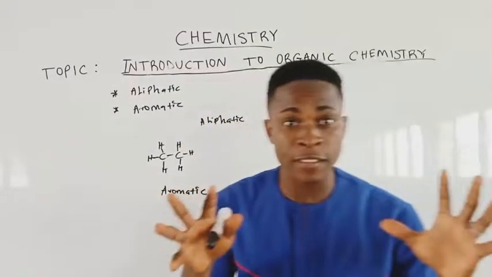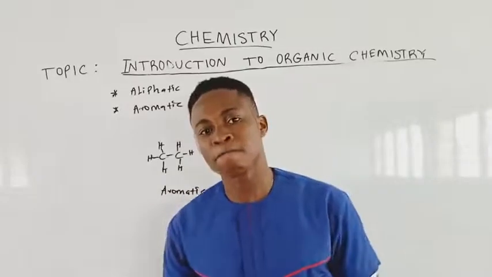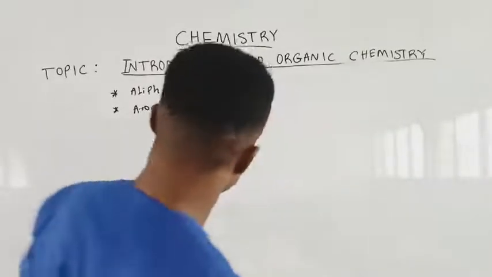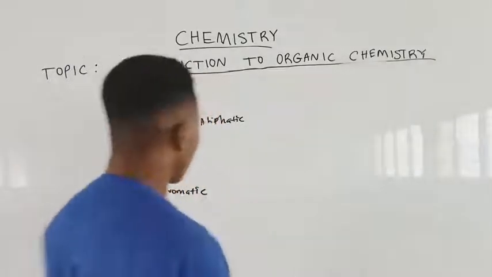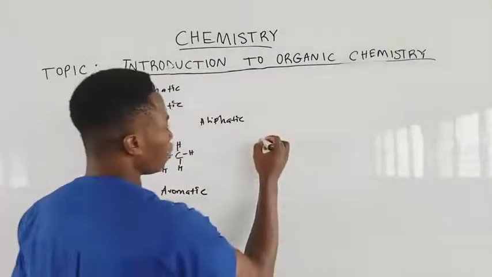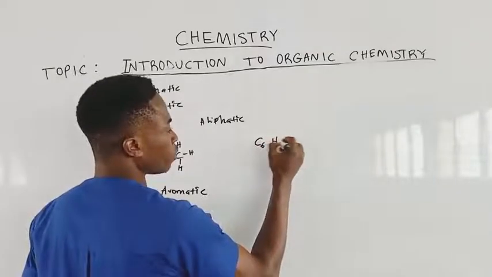Am I making sense? So you have to jot it down now. Note it. So watch now. This is an aromatic compound. When someone says this is an aromatic compound, it means a sweet smell. Now, for example, you have benzene, C6H6.